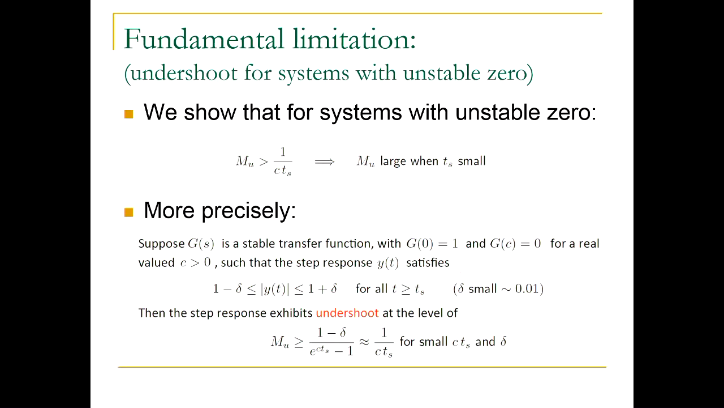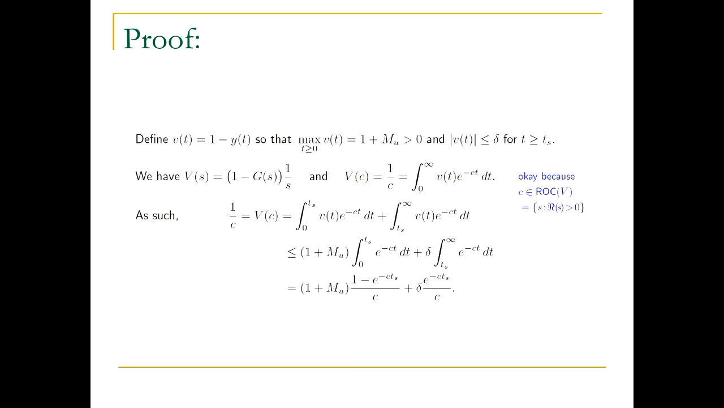Look, I normally don't like going through formulas step by step, but I would like to go through the proof of this one in more detail, because it's insightful. So how can you prove this? You can first define this variable v, which is 1 minus y. By the way, the maximum of v over all time is actually 1 plus mu, where mu is the undershoot. Because y comes with the minus sign, that's why we have here 1 plus mu.